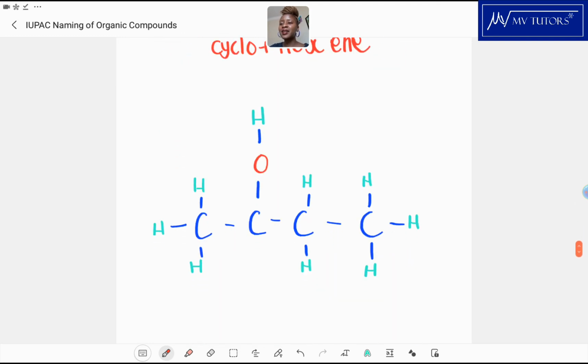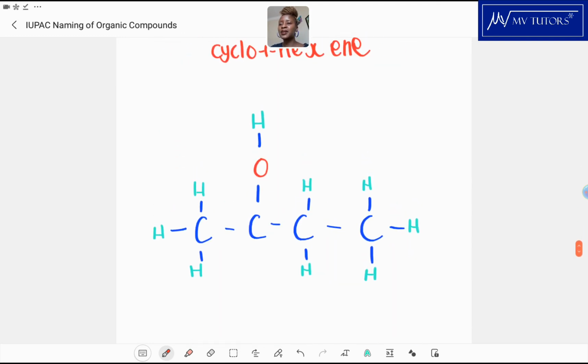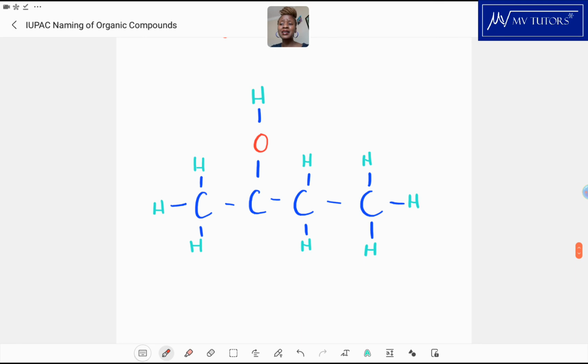All right, and now we're coming to another one. I see carbon atoms, hydrogen atoms, and I see oxygen. I don't see double bonds with oxygen, so this should be an alcohol because of the OH. So I know I have an alcohol, and the suffix there would be ol.